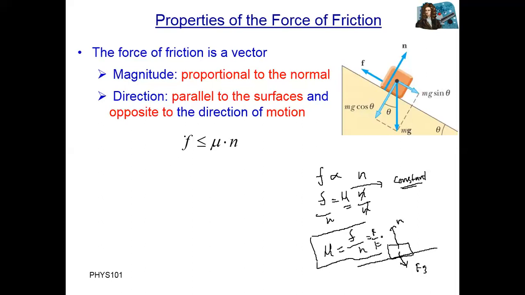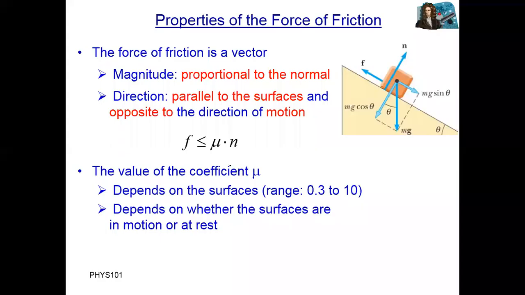So the formula we use for friction force: friction force F is equal to mu N, where N is the normal force and mu is the coefficient of friction. This is a constant quantity. The coefficient of friction mu depends upon surfaces, ranges from 0.3 till 10, and it also depends on whether the body is in motion or at rest.